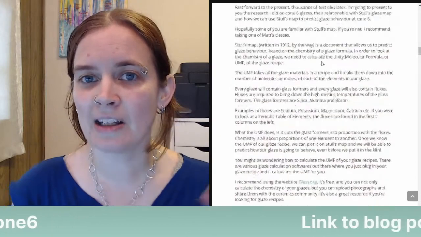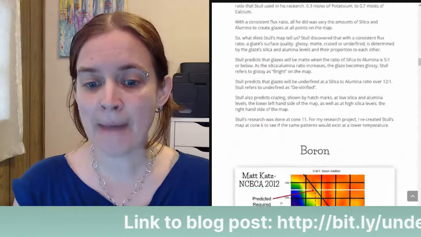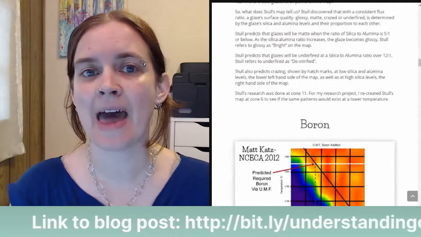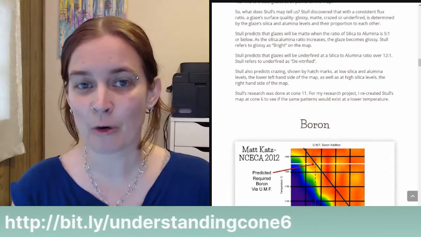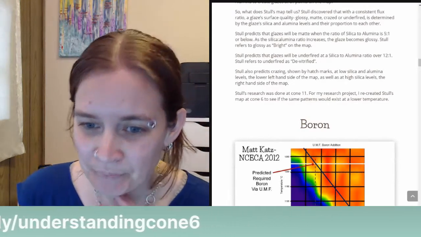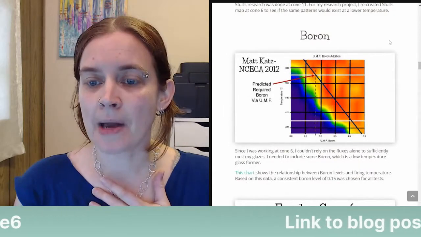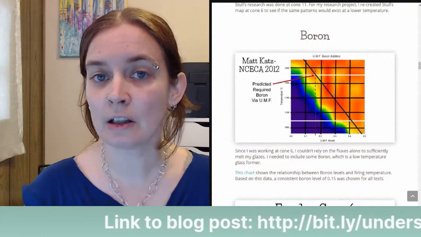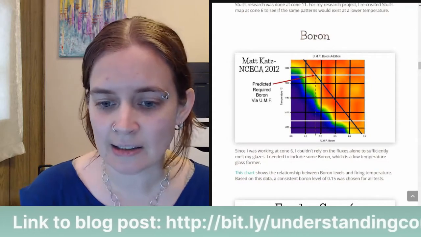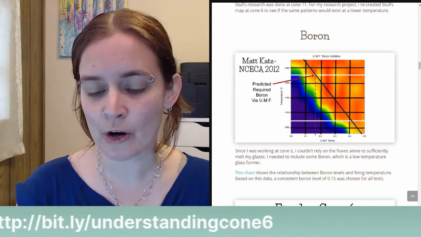And then I'm going to show you. So I recreated Stull's map at Cone 6. And then I plotted my results onto his map to see whether they correlate with each other. So boron. Since I was working at Cone 6, I couldn't rely on the fluxes alone to sufficiently melt my glazes. I needed to include some boron, which is a low temperature glass former.